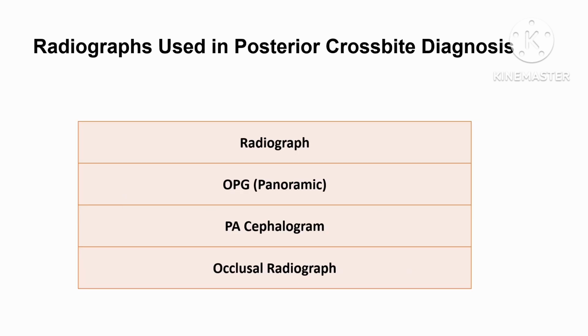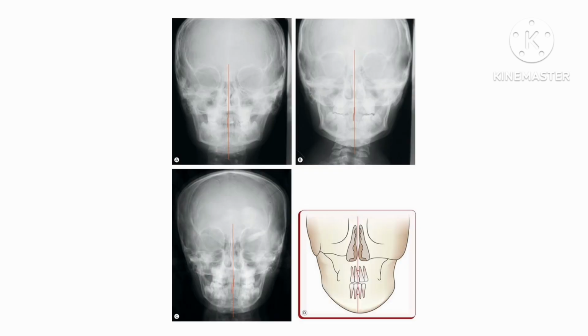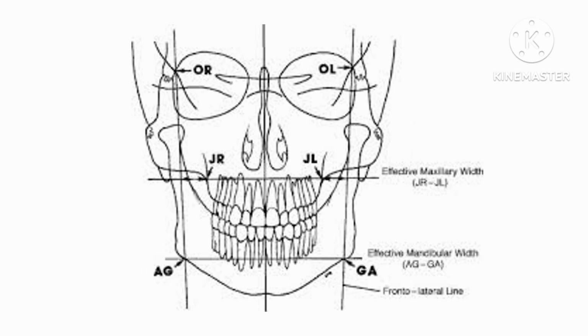Radiographs are essential in differentiating skeletal, functional, and dental posterior crossbite, particularly when the clinical findings are inconclusive. The PA cephalogram, or posterior anterior cephalogram, is the primary radiographic tool for evaluating transverse skeletal discrepancies. In a true skeletal crossbite, the maxillary width measured between the right and the left jugal points is less than the mandibular width between the gonial points.